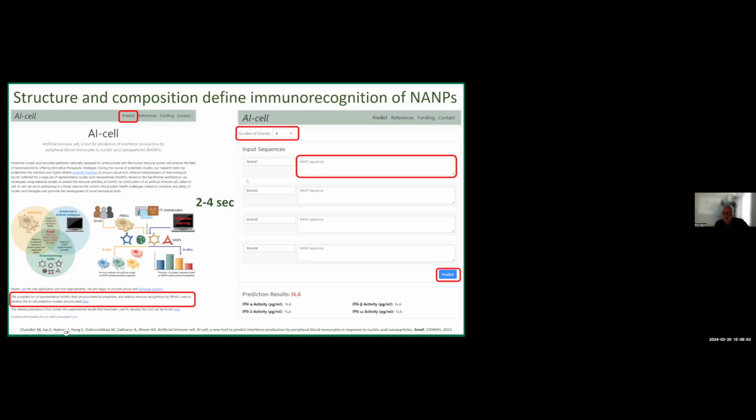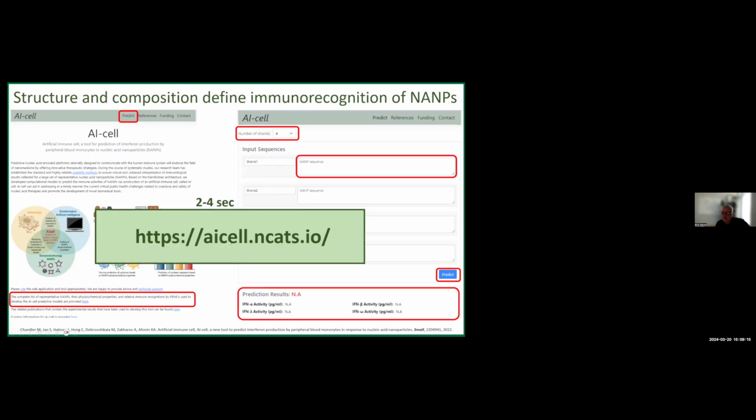Once you put them in, you click the predict button, and only 2 to 4 seconds later, you get the estimates for the production of type 1 and type 3 interferons, which are the most reliable cytokines for prediction of immune stimulation of nucleic acid nanoparticles. So this approach is much faster, of course, than doing it experimentally, and at least it can give you some hint on whether or not you should proceed with a certain formulation. This tool can be found at this website, and this work was also published in Small a year ago or so. Please use it, give us your feedback, and based on your feedback, we'll continue to develop it even further.